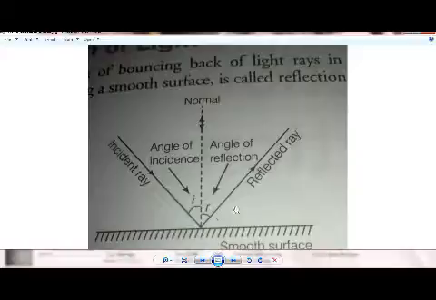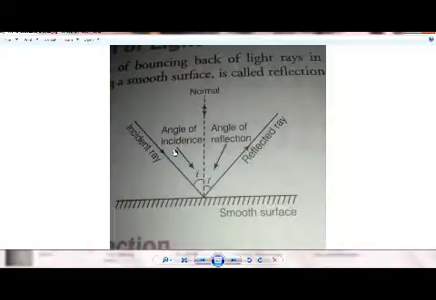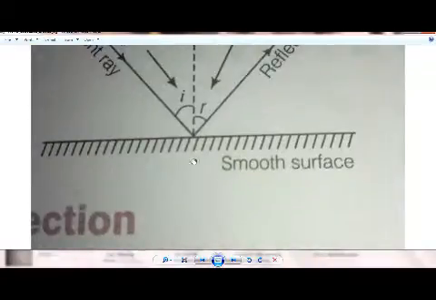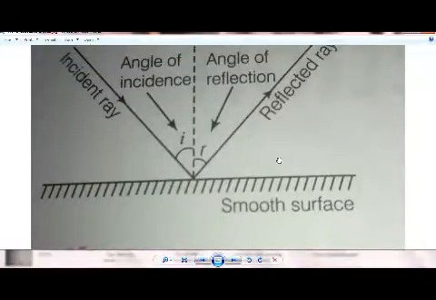Now I said something about the point of incidence. What is the point of incidence? Where all these three rays meet is known as the point of incidence. That means this point. Here these three lines meet, and it also lies on this smooth surface, this plane, right? So the second law is that the incident ray, normal ray, and reflected ray, including the point of incidence, lie on the same plane. So that's the actual point.